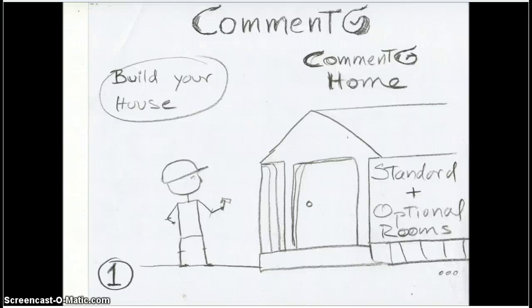And basically, when you go to Comenji.com, you are offered to build your house. In your house, you're going to have standard rooms to have comments on your family, friends, and the places you go. But then you're also going to have optional rooms, and the way that you choose your optional rooms will say a lot about your personality, right?